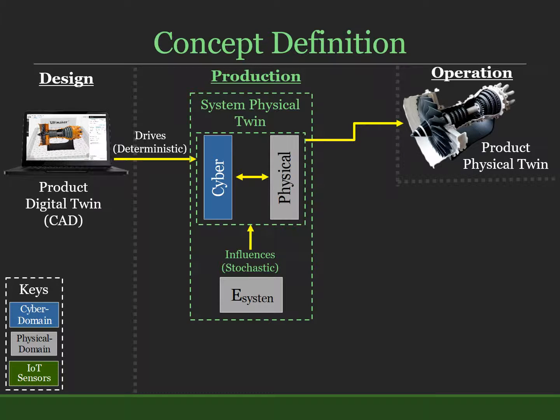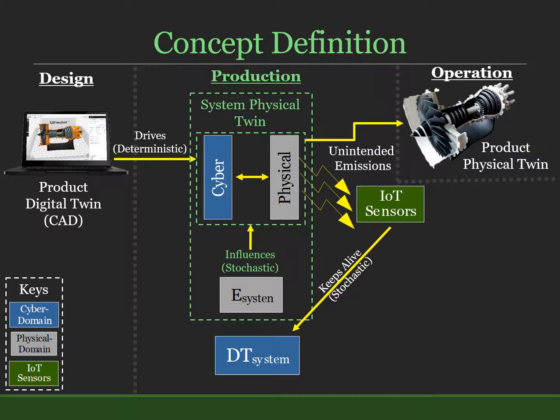Coming back to the production phase, while manufacturing the product, various unintended emissions are released from the physical domain of the manufacturing system. These emissions can be monitored by IoT-enabled sensors, which are used to maintain the digital twin of the system which has been modeled earlier. Now, the product digital twin can integrate the digital twin of the system for various purposes, and the digital twin may in turn control the production system by providing feedback to maintain process quality.